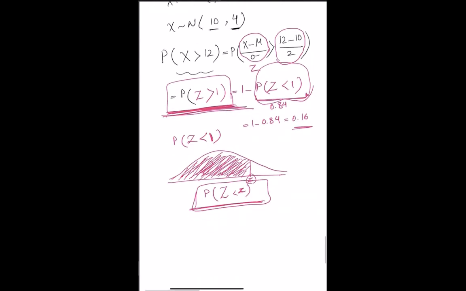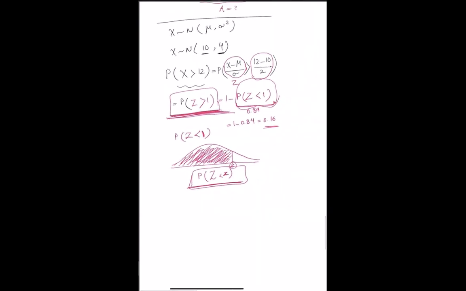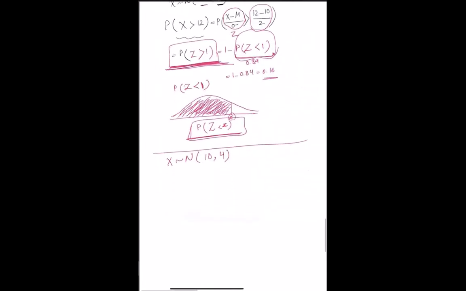I want to also ask you, for the same random variable X that has a normal distribution with average 10 and variance 4, let's assume this is the question.